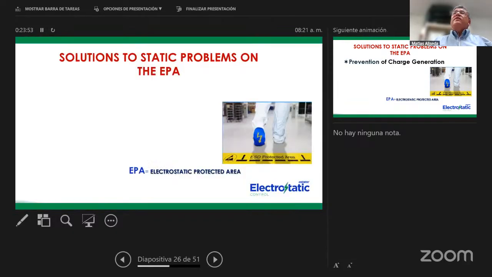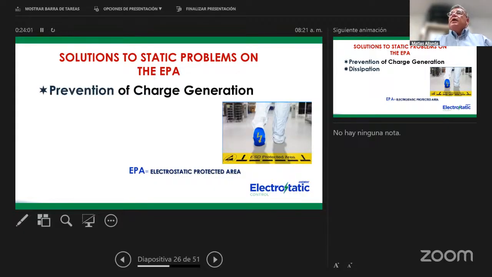Okay, so what about solutions? That's part of the other talk, but let me tell you how we can control ESD. We have to prevent charge generation. So please ask the human resources people to hire people who don't generate charge. That doesn't happen. Everybody can be charged. Everything can be charged because we are made of atoms and electrons.